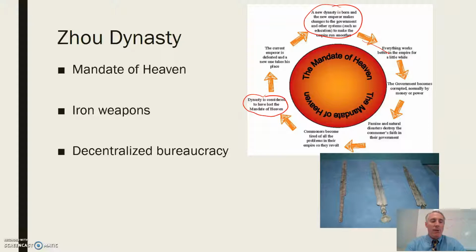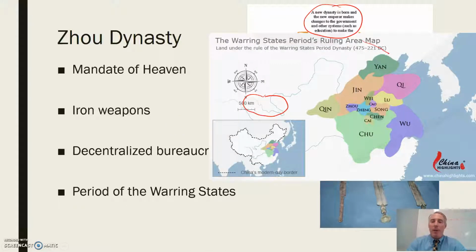This breakdown of centralized rule led to the downfall of the Zhou dynasty and a violent time known as the Period of Warring States. So you see the map here. Let me erase the other stuff so you don't get confused. During this time period, it wasn't that it was constant civil war, but there was no strong centralized rule. And it was for a fairly long time period. You see over 200 years, 475 to 221.